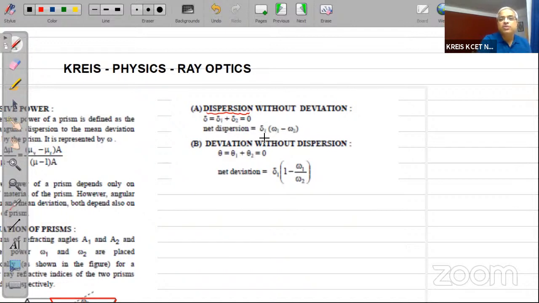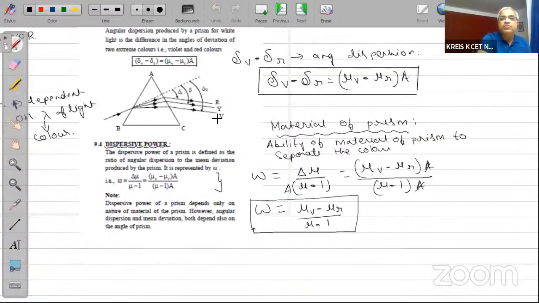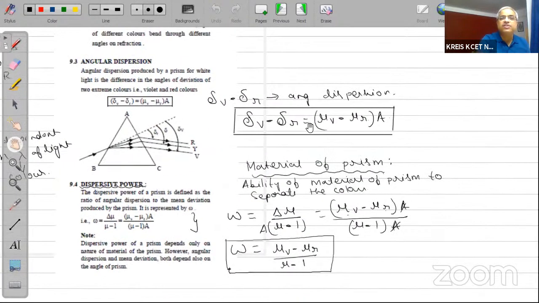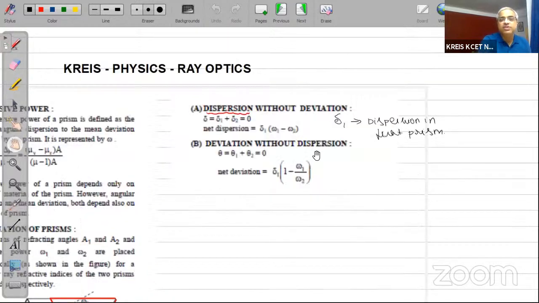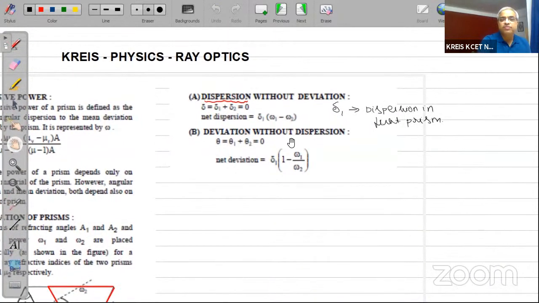Where delta 1 basically is the dispersion that it has caused in the first prism. Now, what is that equal to? I can take you to the previous one and show you what the dispersion essentially will give you. Dispersion essentially is mu v minus mu r into A. Okay, and that's what the dispersion is. So that dispersion can in fact be obtained using this idea.